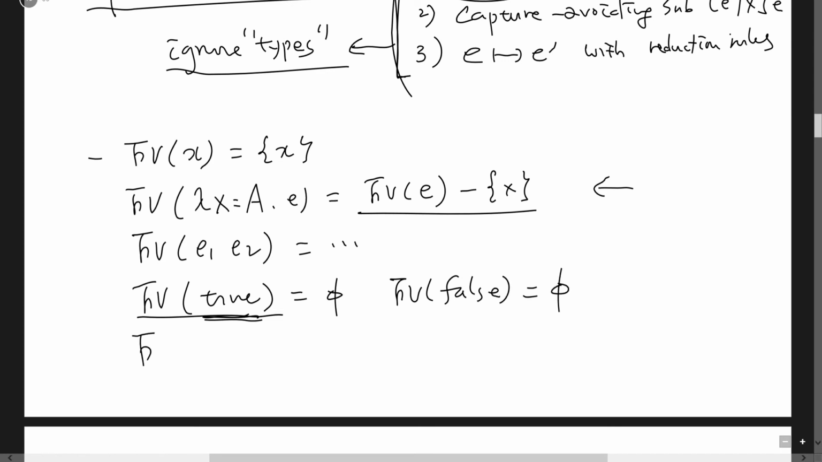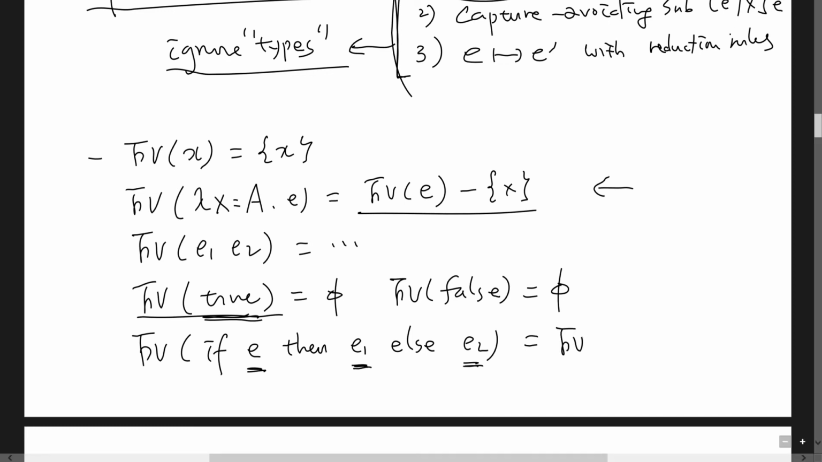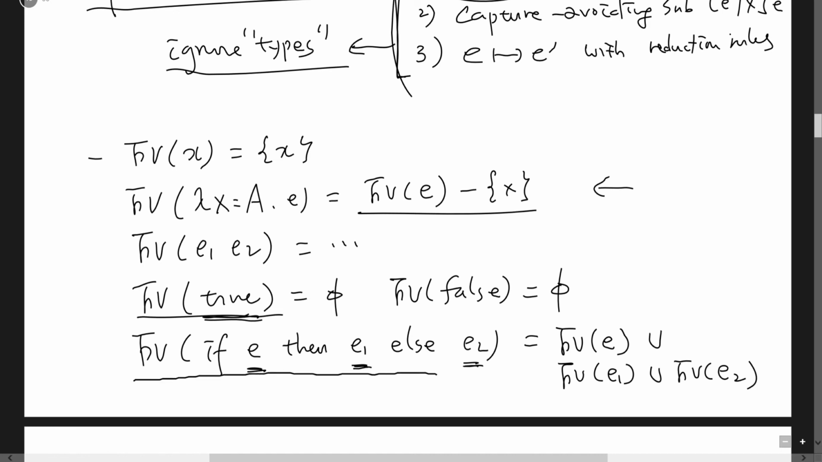And what about free variables of if e then e1 else e2? It could be that this expression e, this expression e1, and this expression e2 might harbor some variables. So we have to make recursive calls. And the answer is free variables of e union free variables of e1 union free variables of e2. So although we need three new cases, the definition is almost straightforward.